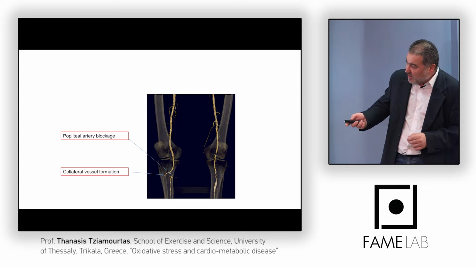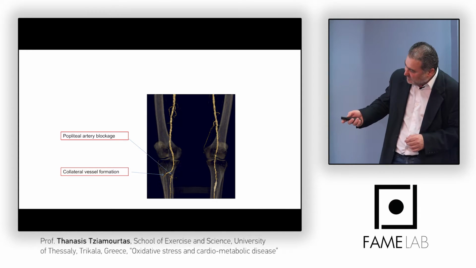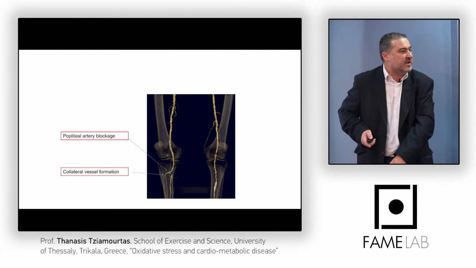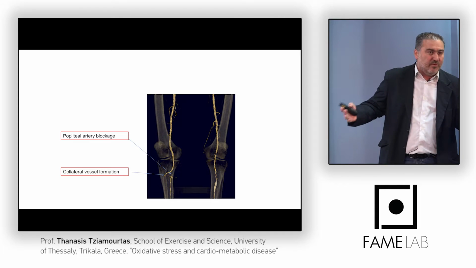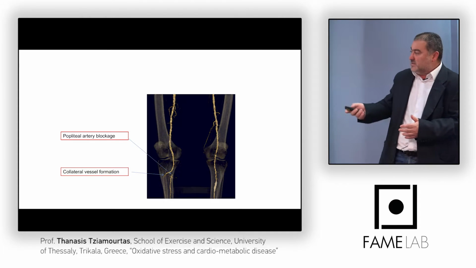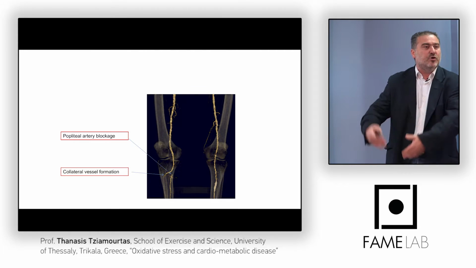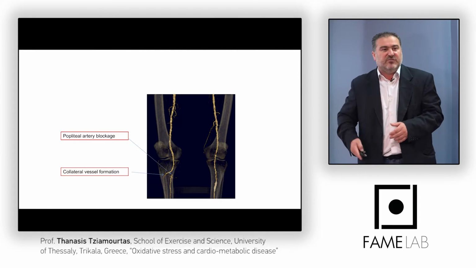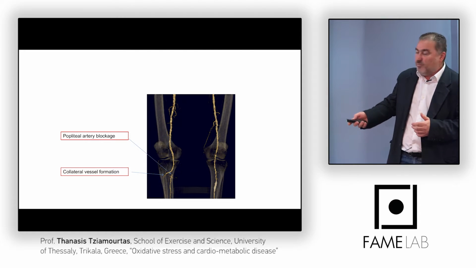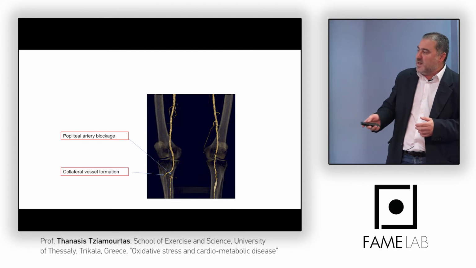We see here the collateral vessel formation that is going to get blood through this point, and the blood is going to come down to the leg. So, of course, we're going to have problems. It's not the same thing, but at the end, I'm not going to have my leg chopped off due to the fact that the popliteal artery was blocked.